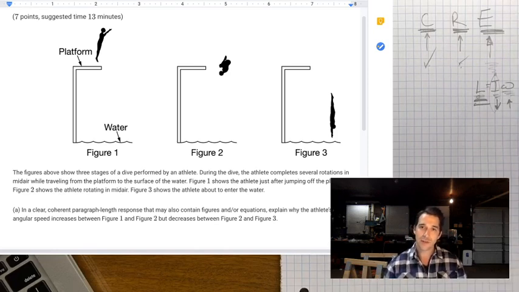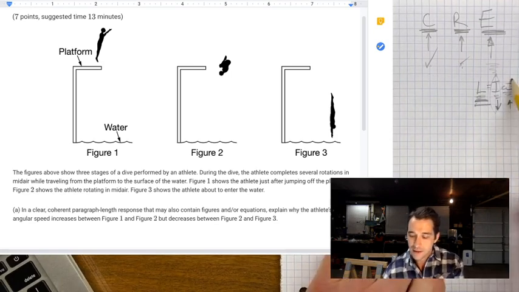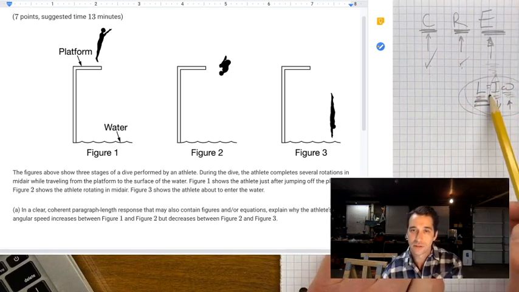Let's continue with our argument, because we've only given half of our argument. We've only explained why we've sped up. So in figure 3, the athlete extends her arms and legs, increasing the rotational inertia and decreasing the angular velocity. Again, this is governed by this equation.